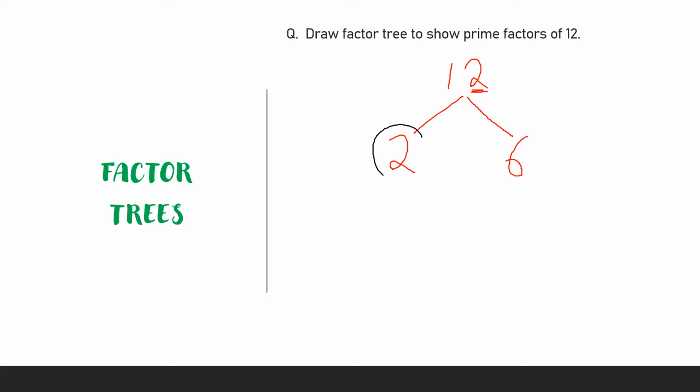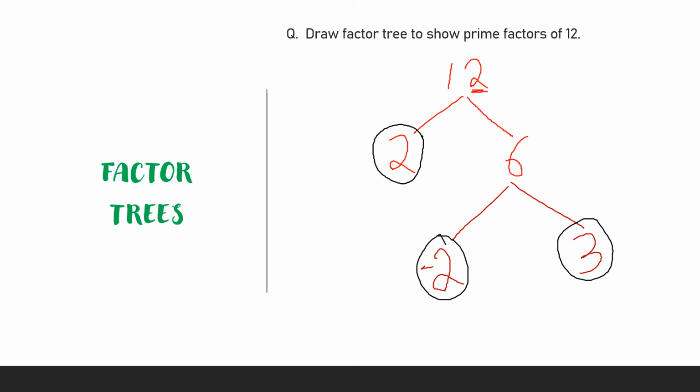Now here 2 is a prime number but 6 is a composite number. It means that we will further divide 6 into two more factors. 6 is again an even number, so it can again be divided by 2. We know that 2 threes are 6. Now here 2 is a prime number and 3 is also a prime number, so we cannot split them further. So 12 has three prime factors, 2, 2 and 3, the numbers which I have circled.